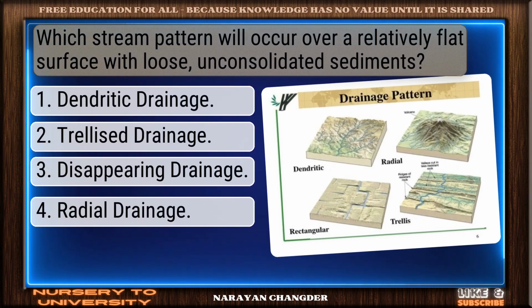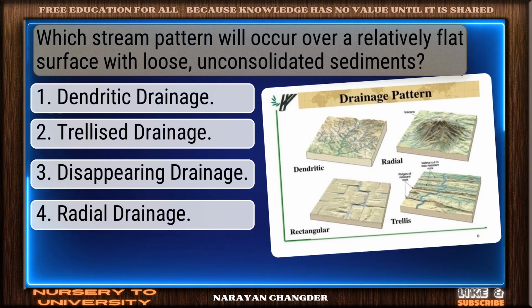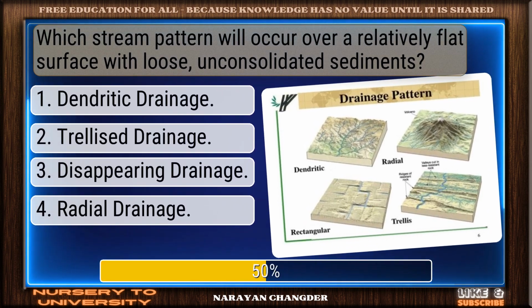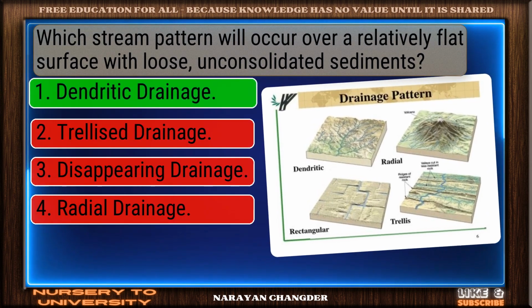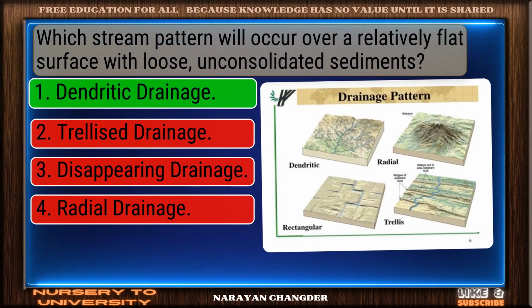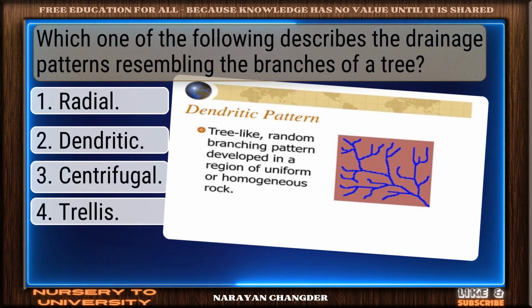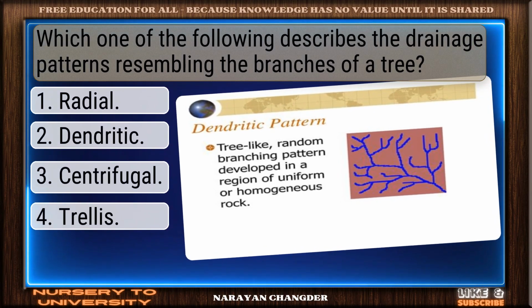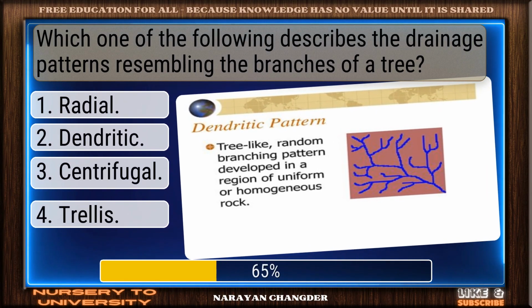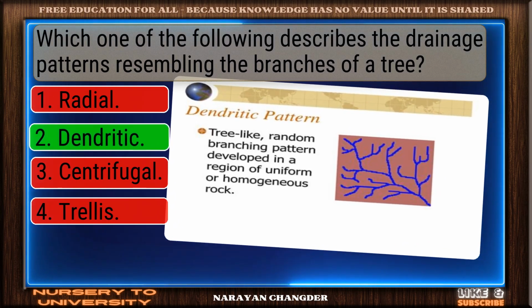Which stream pattern will occur over a relatively flat surface with loose, unconsolidated sediments? On track. Dendritic drainage is the correct answer. Which one of the following describes the drainage patterns resembling the branches of a tree? You chose dendritic, and it is correct.